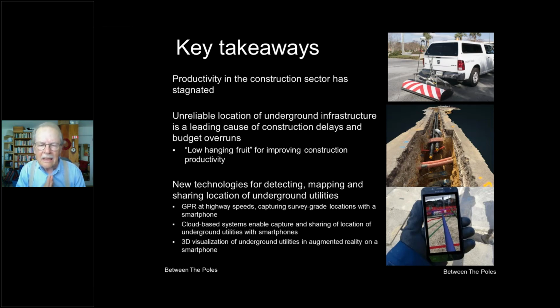So I think the key thing I'd like to leave you with is that this is an area that is really capturing a lot of people's attention right now. There's a lot of technology being developed for this. There are efforts being made by departments of transportation, ministries of transportation to implement systems for sharing information about the underground. Thank you very much.